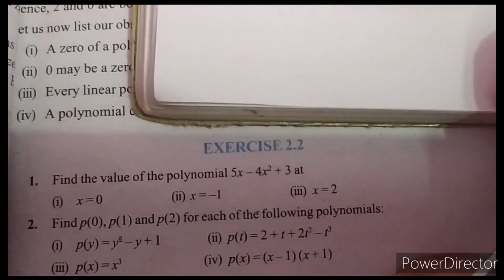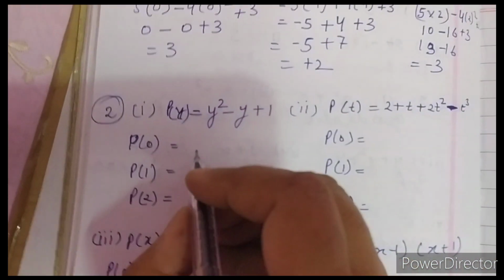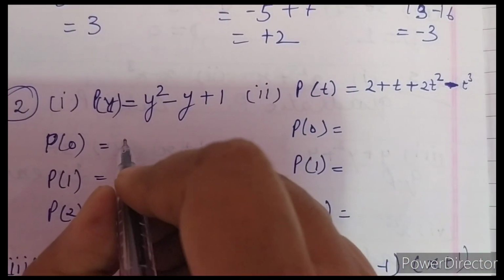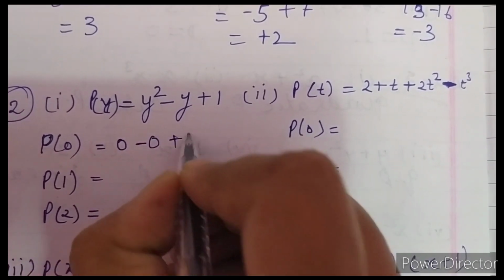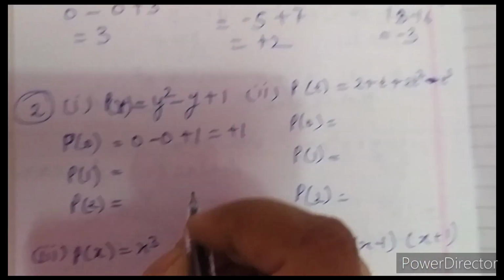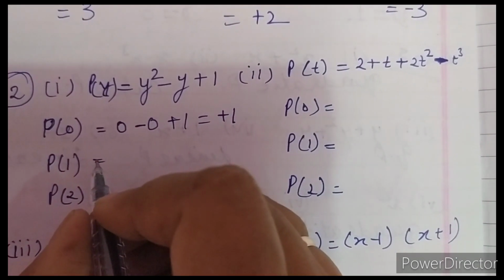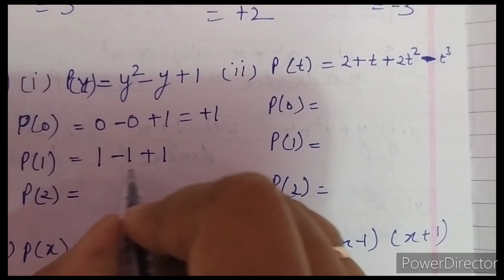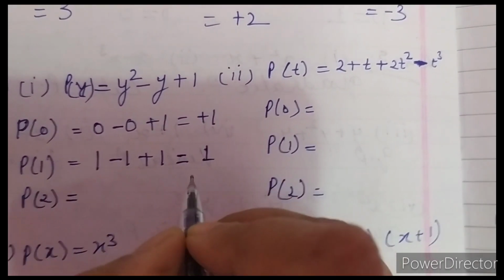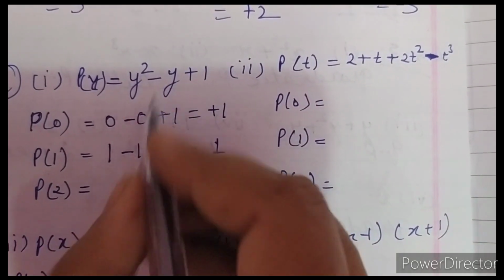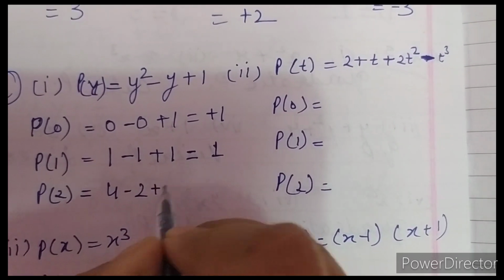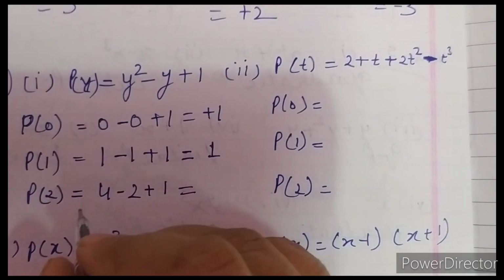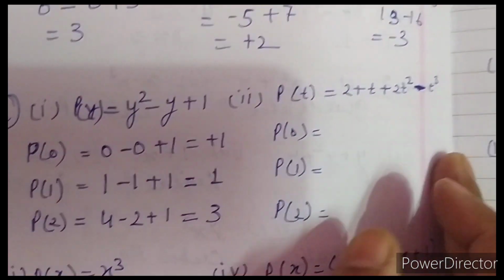In the second question, you have to find the value of p(0), p(1) and p(2) for each of the following polynomials. I have already written the polynomials. If we substitute value 0 here, you will get 0 minus 0 plus 1, that will be equal to plus 1. If the value of y is 1, then 1 square, 1 minus 1 plus 1 and you will get 2 minus 1 equal to 1. If the value of y is 2, 2 to the 4 minus 2 plus 1 equal to 5 minus 2, that will be equal to 3.